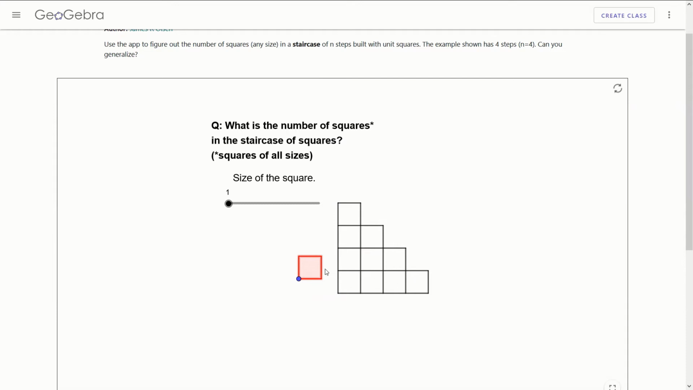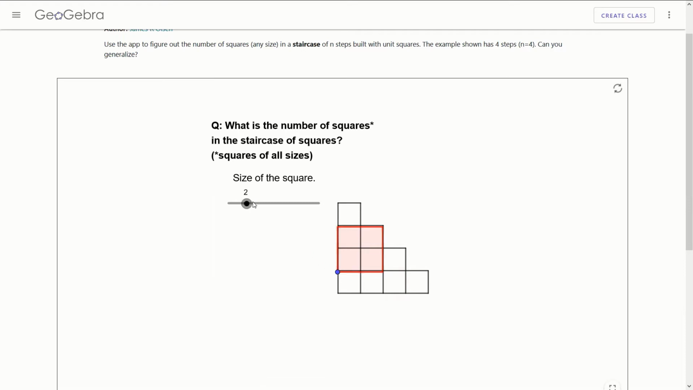But I could also have a square of size 2. So let's bump this up to a square of size 2 and see how many we have. I can put one here, but I can also shift it to the right. So I have another one there, and then I can come up here, and it looks like I have 1 there. So there are 3 squares of size 2.